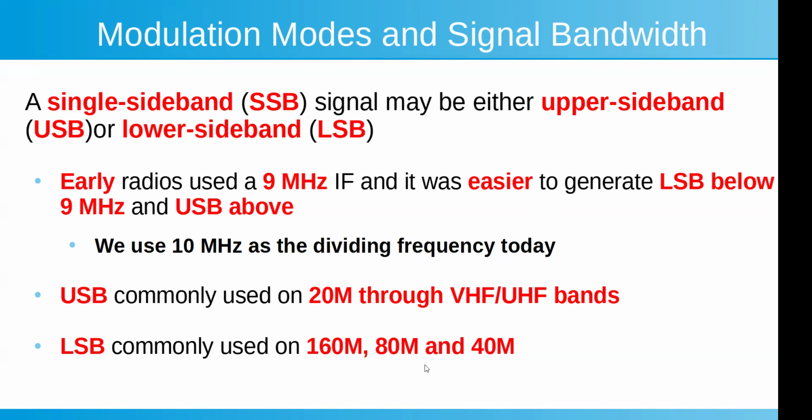And your lower bands, 160, 80, 40 are normally lower sideband. They didn't throw 60 in there because that's such a weird band; it's upper sideband. Now, another exception: on digital modes like FT8, FT4 and those, they're upper sideband regardless of where you're operating.